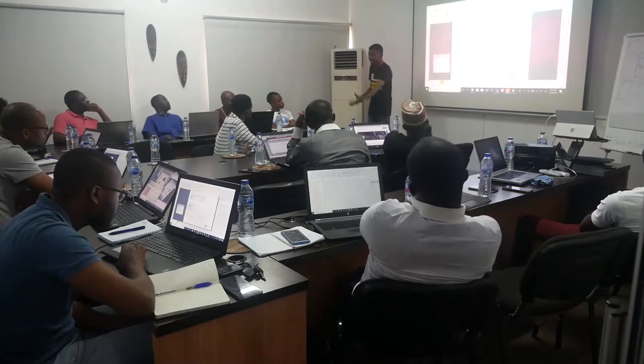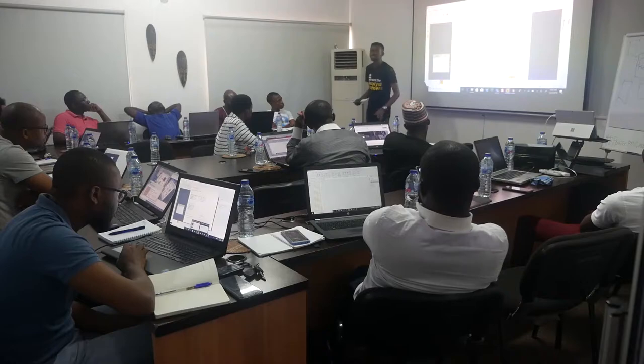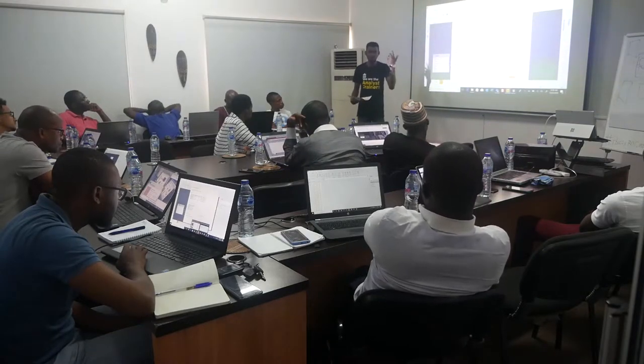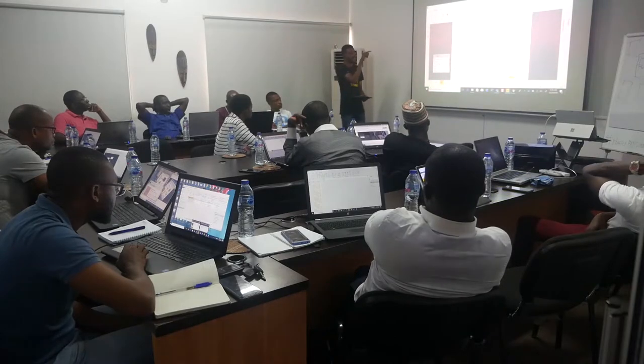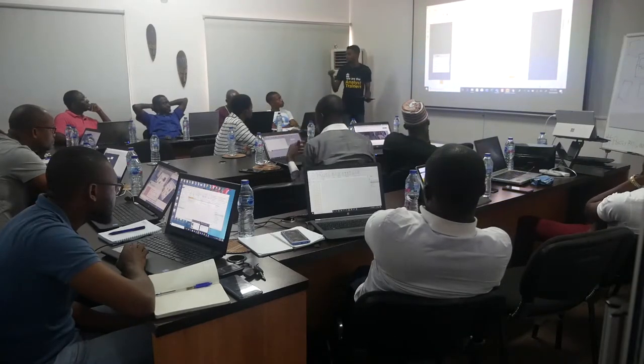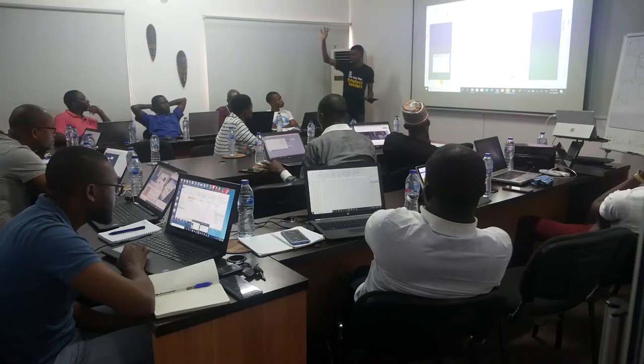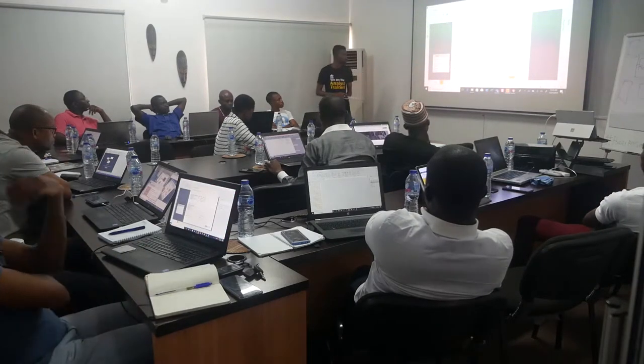Because it has seen it already. It knows your fact file and your dimension even before you bring it. So when you dump it, it just creates it for you. There's even a place here that says auto detect relationship. Who has used that before? So I'll show you where it is.